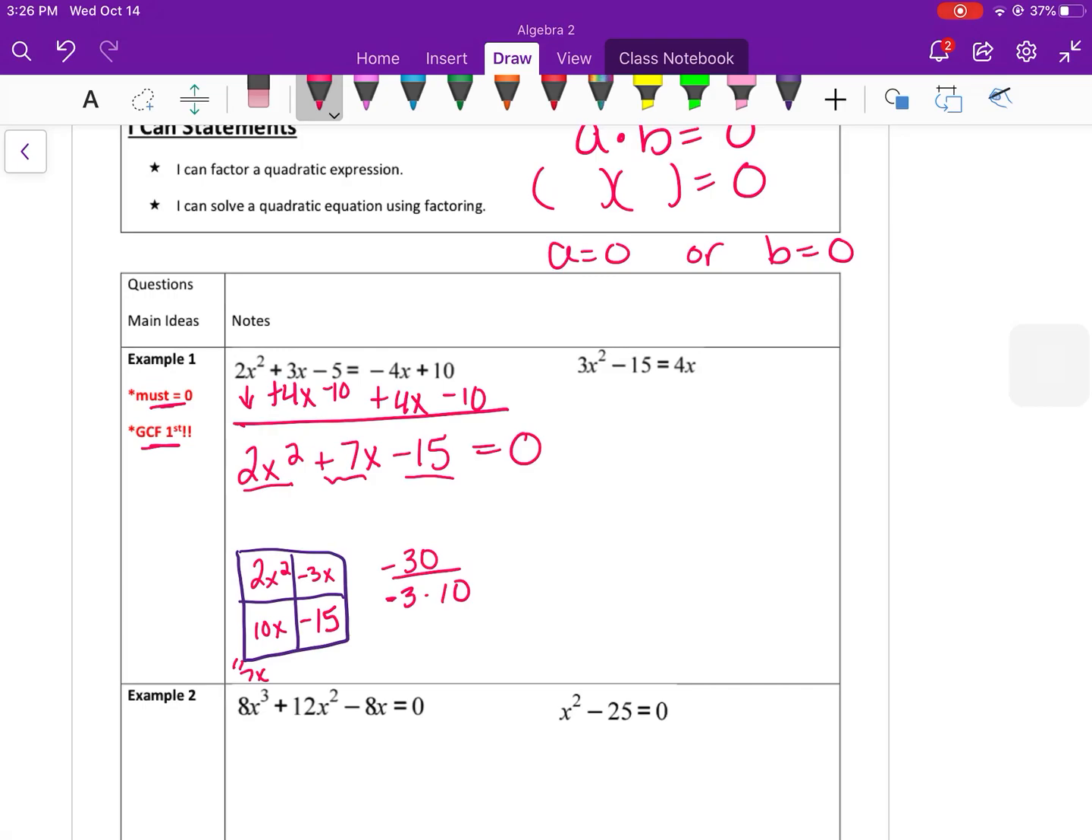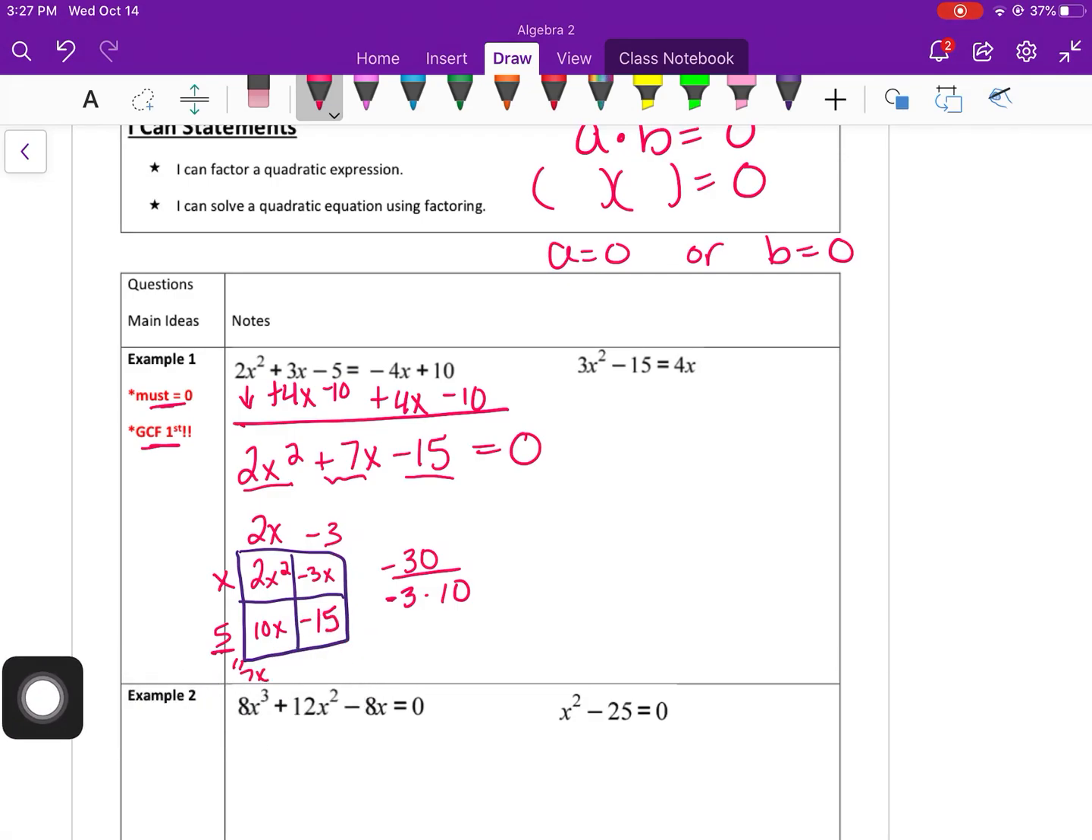Then figure out the outside of the box. To do that, you look at what each row and column have in common. 2x squared and 3x, really, they only have an x in common. This column, 2x squared and 10x, they have a 2x in common. And a 2x times an x gives me the 2x squared. Then x times what would give me negative 3x, which would be negative 3. Then 2x times 5 would give you the 10x here, and 5 times negative 3 is the negative 15.